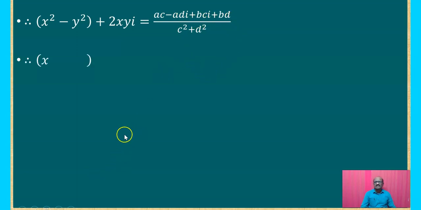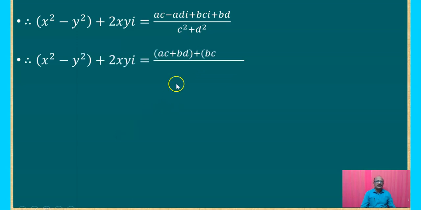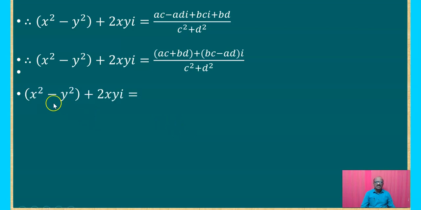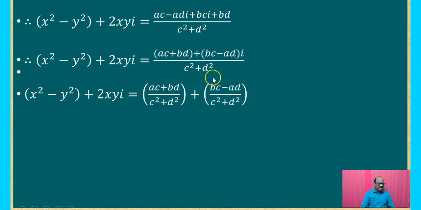Therefore, x square minus y square plus 2xyi is equal to ac minus adi plus bci plus bd upon c square plus d square. Again we collect the terms of real and the imaginary from the numerator, that is (ac plus bd) in first bracket plus (bc minus ad) in second bracket into i upon c square plus d square. Separate it. x square minus y square plus 2xyi, separate it: ac plus bd upon c square plus d square plus bc minus ad upon c square plus d square into i. Equate it.